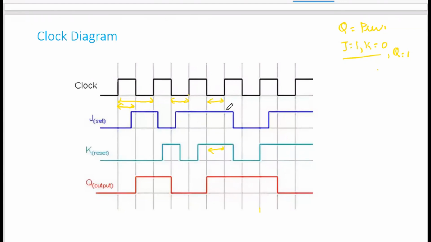Now here your J is 1 and K is 1, clock is there. So it will actually be like this.